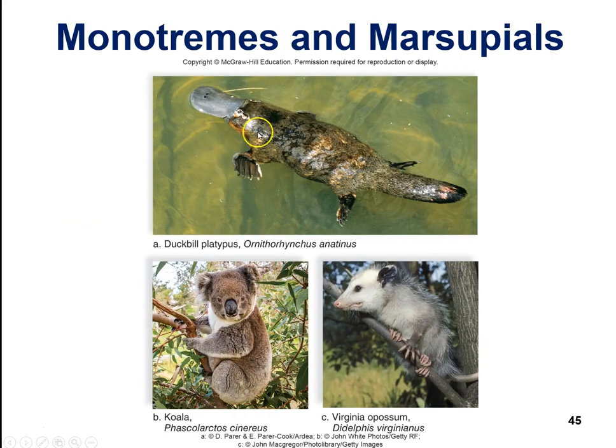And so we can show you some examples here. The duck-billed platypus is a monotreme, and it lays eggs. Koala, marsupial. Another marsupial here as well.